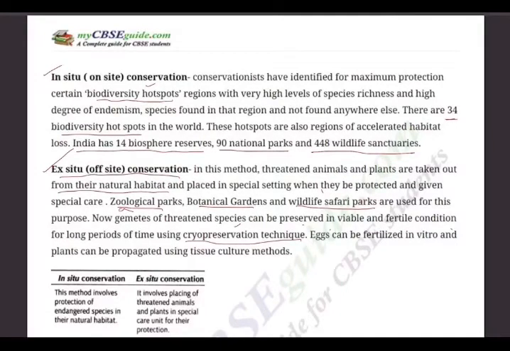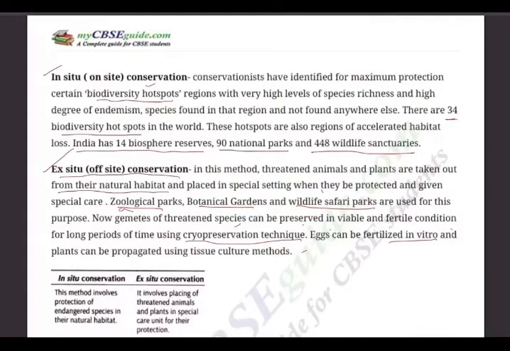We can preserve the seeds, we can preserve the gametes, we can preserve even the zygotes. So cryopreservation, that is storing something valuable at low temperatures. Eggs can be fertilized in vitro and plants can be propagated using tissue culture methods. And of course, not to forget our nanotechnology.